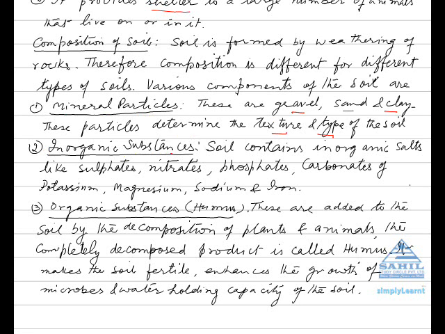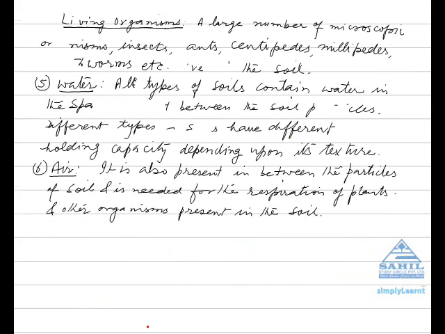Number 2. Inorganic substances. Soil contains inorganic salts like sulfates, nitrates, phosphates, carbonates of potassium, magnesium, sodium and iron, and many other minerals also. Number 3. Organic substances. Humus. These are added to the soil by the decomposition of plants and animals. The completely decomposed product is called humus. It makes the soil fertile, enhances the growth of microbes and water holding capacity of the soil.